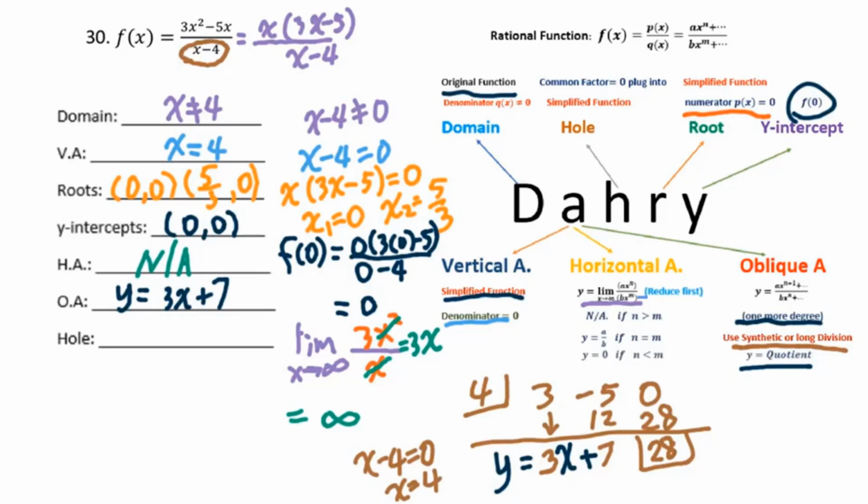Hole keyword is a common factor. No common factor for this rational function. Therefore, it's not available.